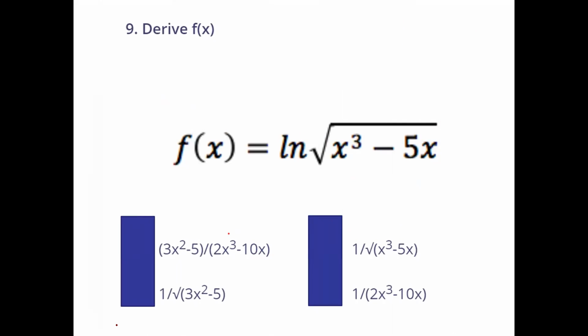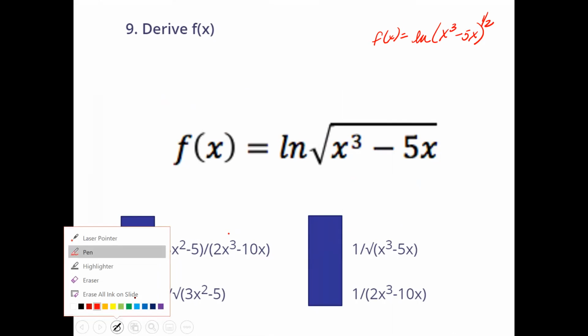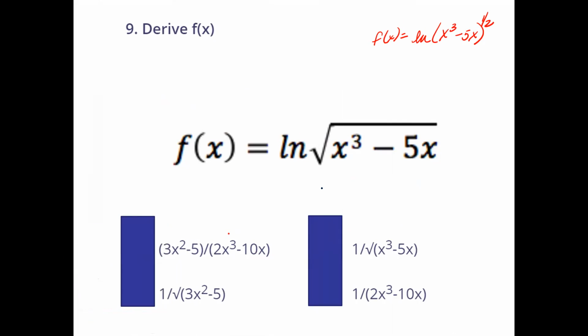Okay, now let's take a look at this question here. You have a square root, so already I don't like it. So f of x equals, and there's an ln, so that makes me like it even less. ln of x cubed minus 5x, to the 1/2. Okay, so I don't know how this is actually going to work because this looks pretty complicated. Let's just say let u be x cubed minus 5x to the 1/2.